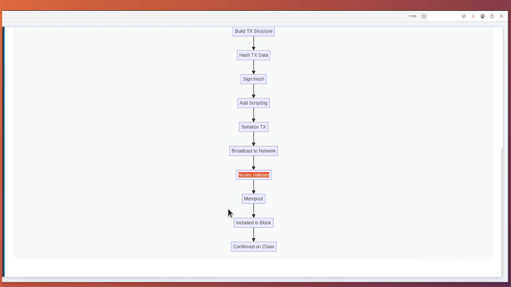Valid transactions then enter the mempool, which is a waiting area for unconfirmed transactions. Miners select transactions from the mempool, typically prioritizing those with higher fees, and include them in candidate blocks. When a miner successfully mines a block containing your transaction, the data flow completes, and your transaction becomes part of Bitcoin's permanent ledger, the blockchain.